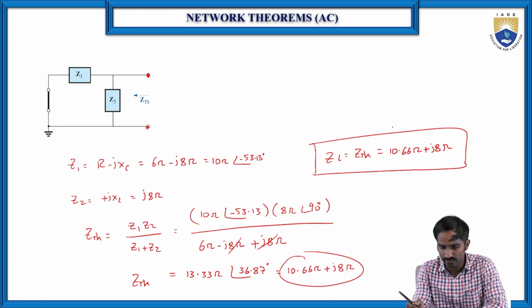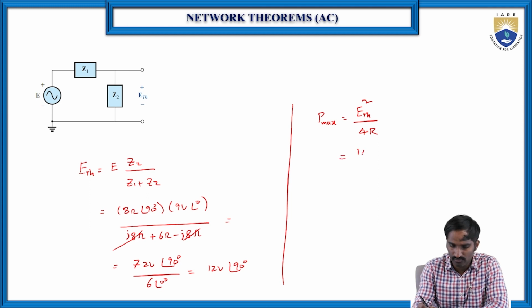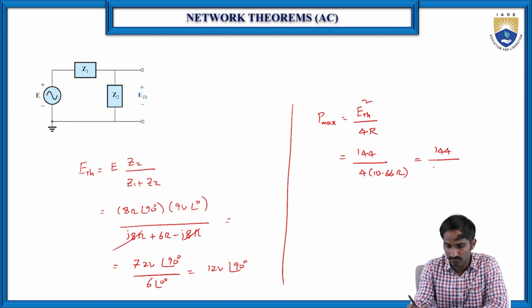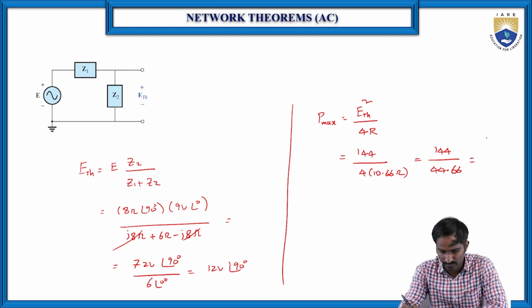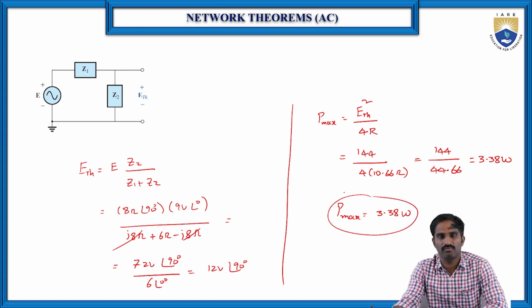4 into R, or 4 into what is that? Yeah, of course 4 into R. So here you will get 144 by 4 into 10.66 ohms. So then you will get 144 point 44.66. So you will get 3.38 watts. So now the P maximum is equal to 3.38 watts. This is the maximum power.